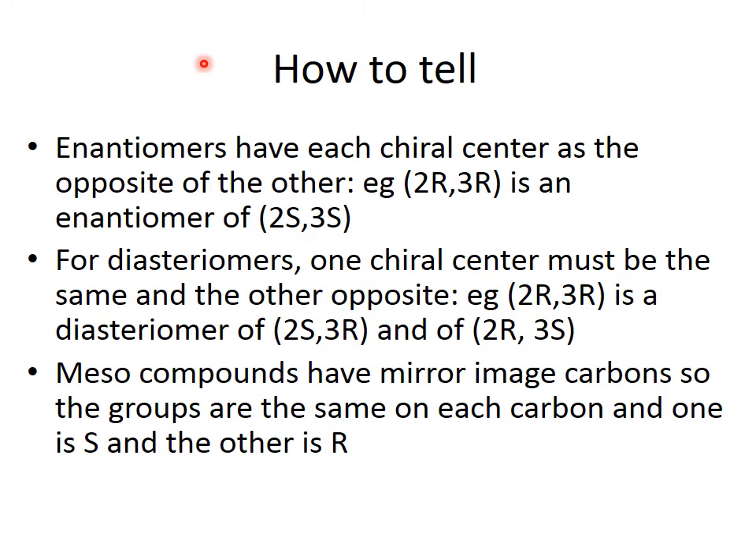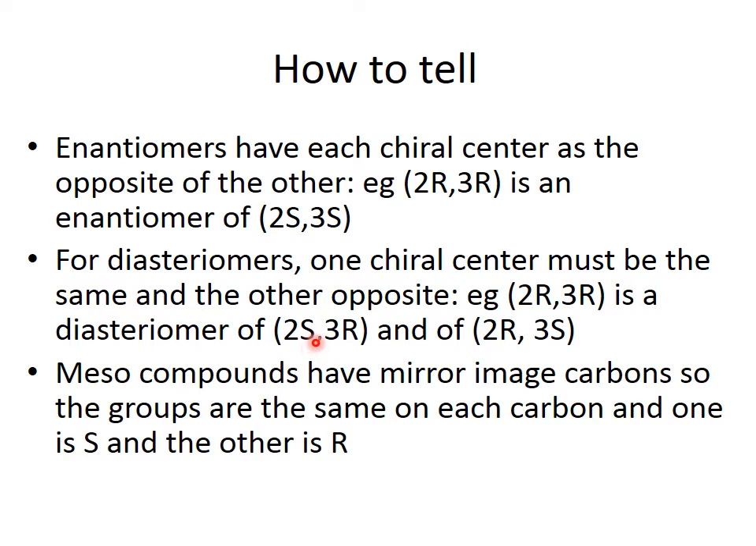How do you tell? You can actually tell just by looking at the names. If I look at enantiomers, they are always going to have exactly the opposite chirality on the numbered carbons. For diastereomers, what you have is that one is switched and the other is not. One is switched and the other is not.